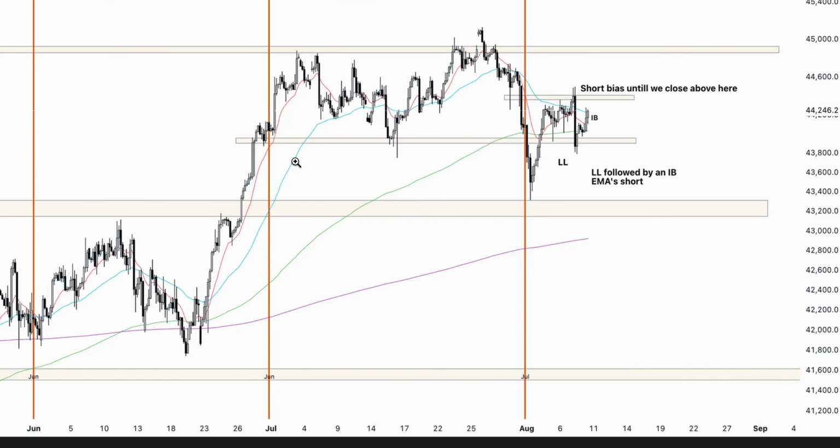So here we are on the 4 hour. We can see pump, sideways, false break, lower low. Now we're having a fractal version of that: pump, sideways, false break, lower low. So I'm looking for shorts until or unless we close above this area. If we close above this area here, my bias will switch to longs.